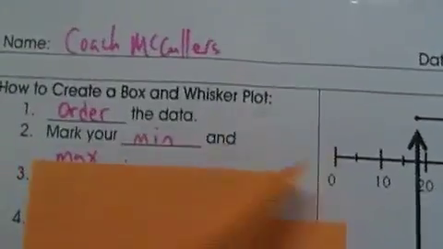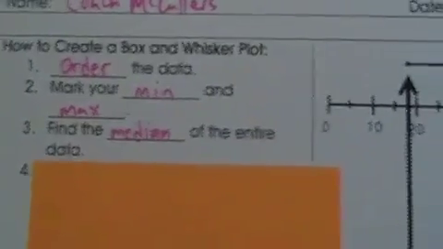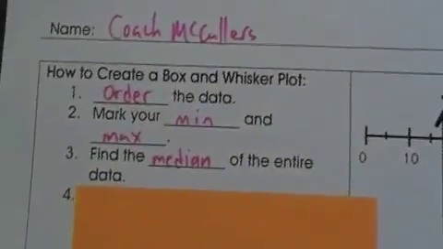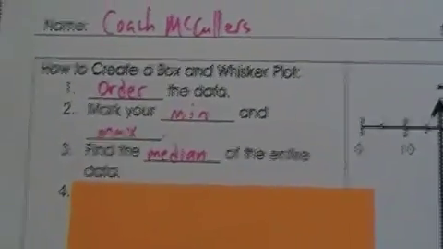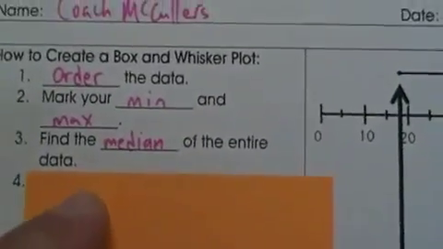Step three is you're going to find the median of the entire data, which means you're going to put it in order from least to greatest. You're going to denote the min and the max, and then you're going to find the middle. Median is the middle number. If there are two items in the middle, you add the items together and divide by 2.